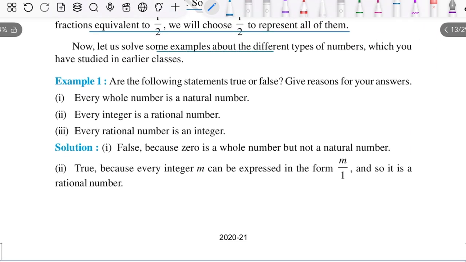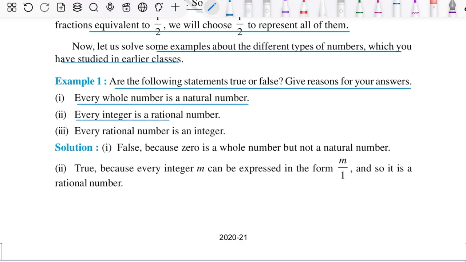Now let us solve some examples about the different types of numbers which you have studied in earlier classes. Are the following statements true or false? Give reasons for your answers. Every whole number is a natural number. Every integer is a rational number. Every rational number is an integer. Every whole number is a natural number: false, because every natural number is a whole number, but not every whole number is a natural number. Every integer is a rational number: true, because all integers can be written in the form p by q. Every rational number is an integer: false.